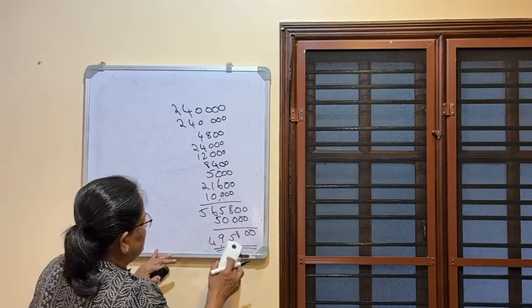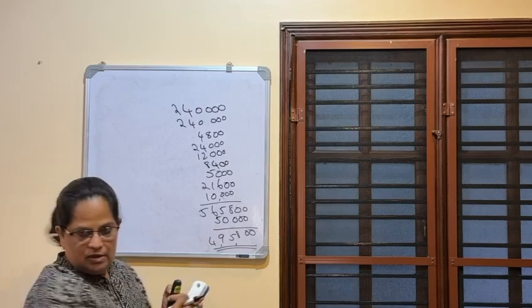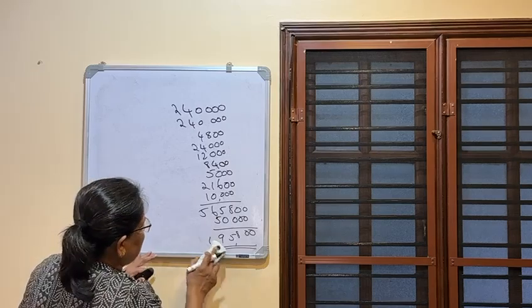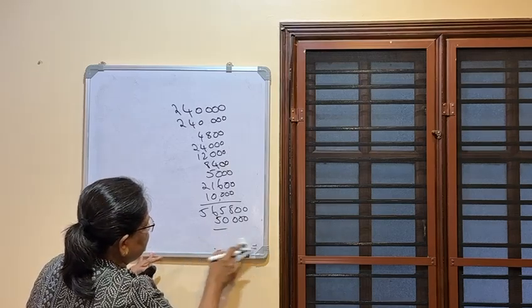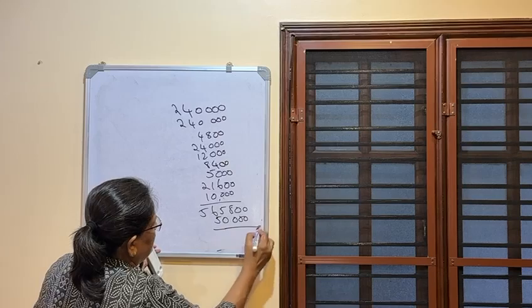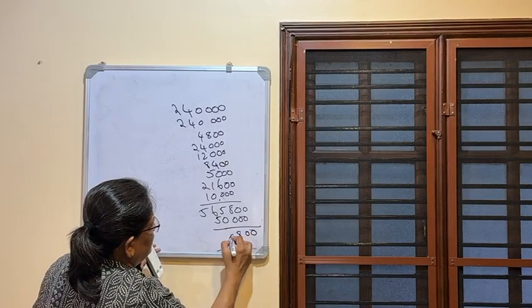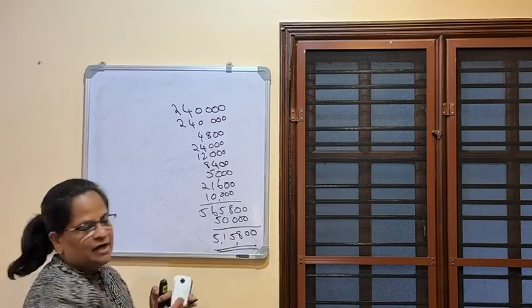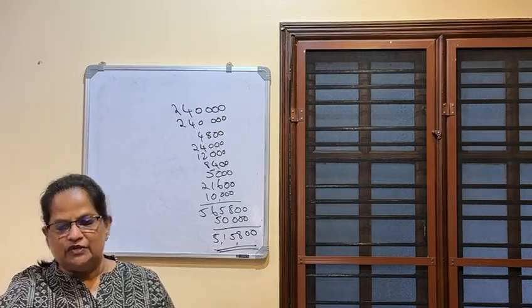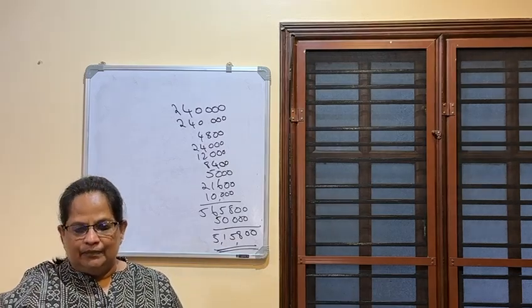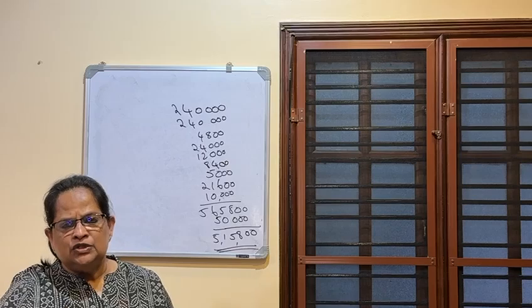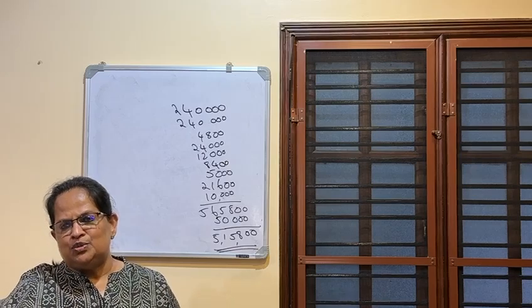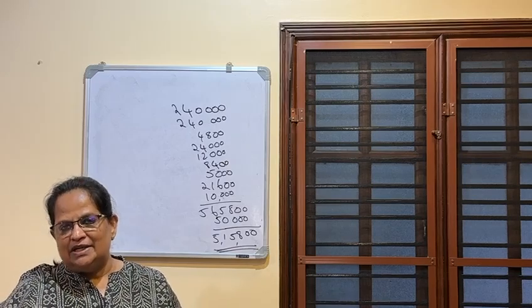Sorry, the value is 5,15,800. This is the correct value. So this is what I wanted to explain in this module. 2 problems. Happy learning. Thank you.